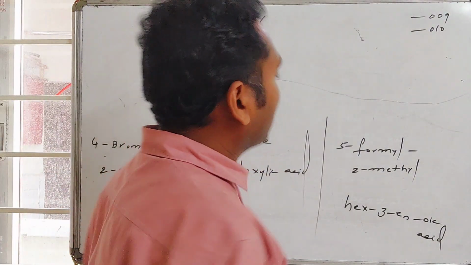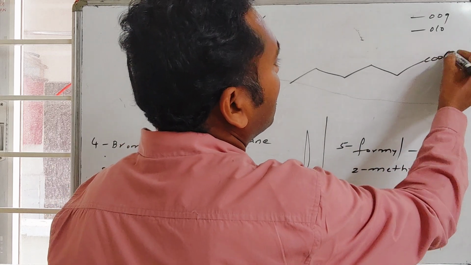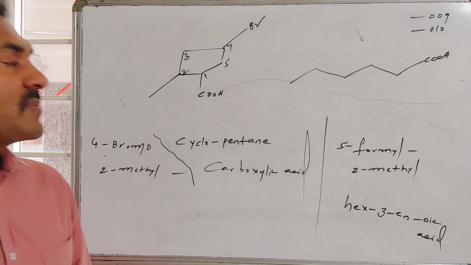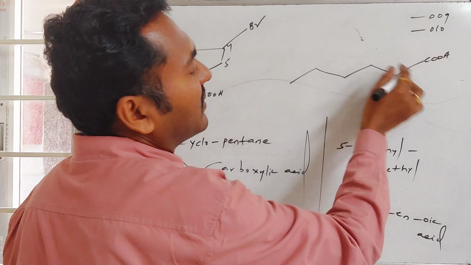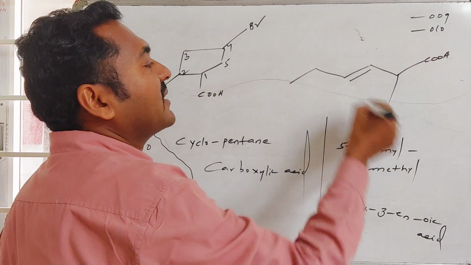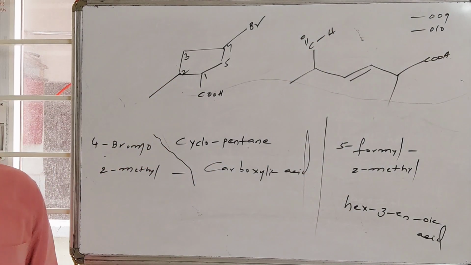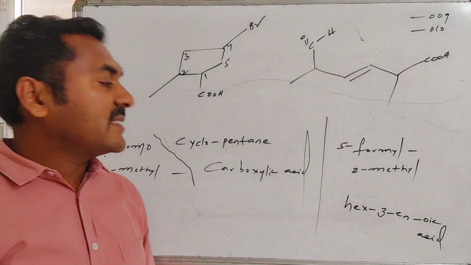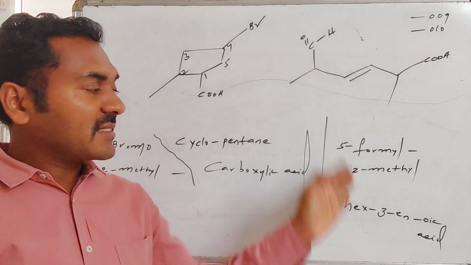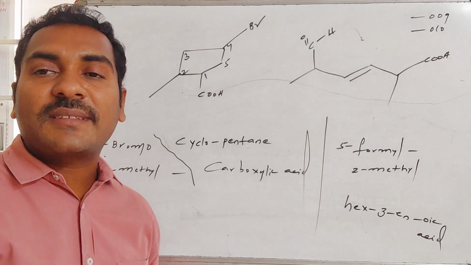This is the hexane system, numbered 2, 4, followed by 6, and we are saying it as oic acid. At the 3rd position, counting 1, 2, 3, it has a double bond. At the 2nd position it has methyl. At the 5th position it has a formyl group. So therefore 5-formyl-2-methyl hex-3-enoic acid. The structure regenerated from the name appears as is.